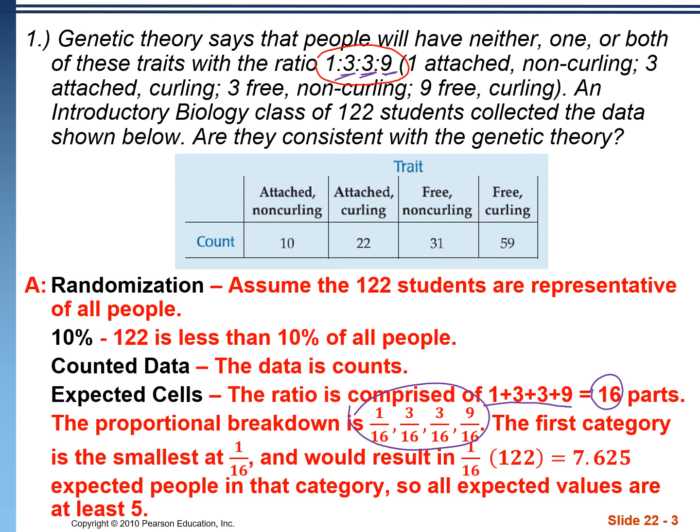The first category is the smallest, that's the 1/16. So as long as this is greater than 5, all the other ones will be greater than 5 also. That would result in 1/16 of these 122 students, that's 7.625, that's greater than 5. All these other ones that are bigger than 1/16 are going to be greater than 5. So at this point we can say all expected values are at least 5.